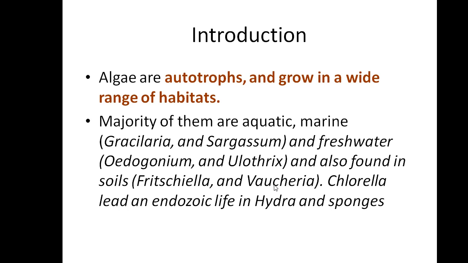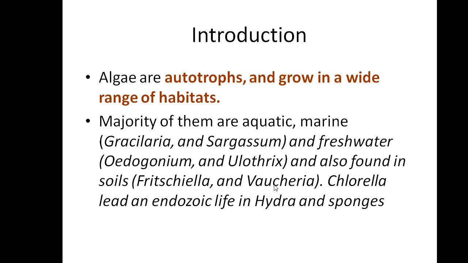So Vaucheria is present in the soil. Freshwater: Oedogonium and Ulothrix, and marine: Gracilaria, Sargassum. These are all aquatic, and as already said, it is present in a wide range of habitats. It is present in moist places, shadow places, wet places, dry places, soil places. Different kinds of places it is present, so it is called a wide range of habitat.